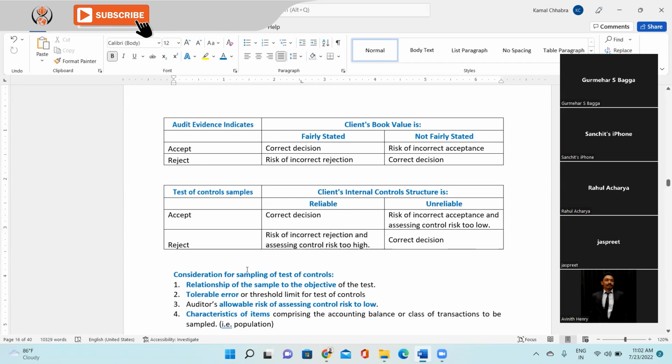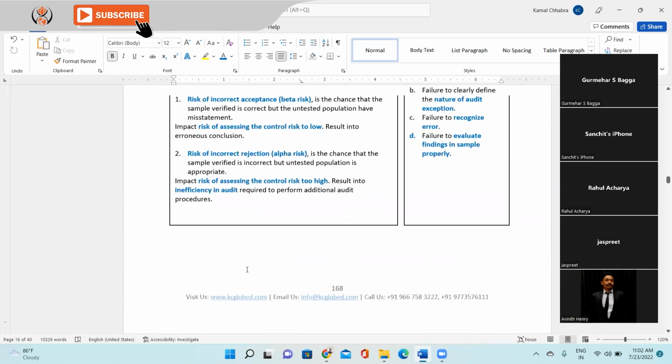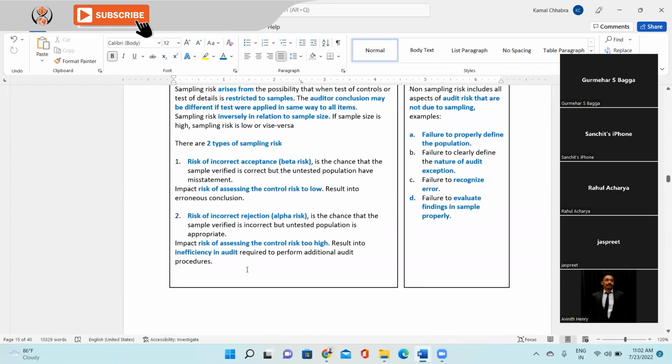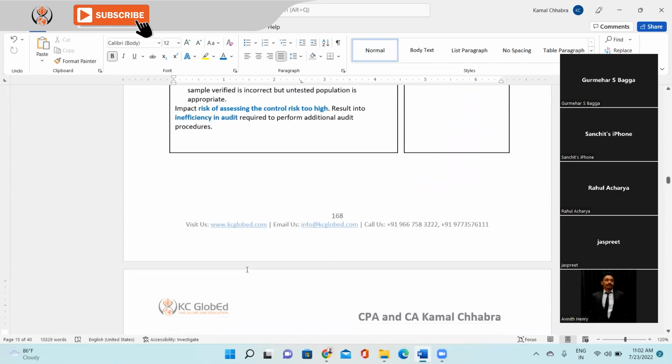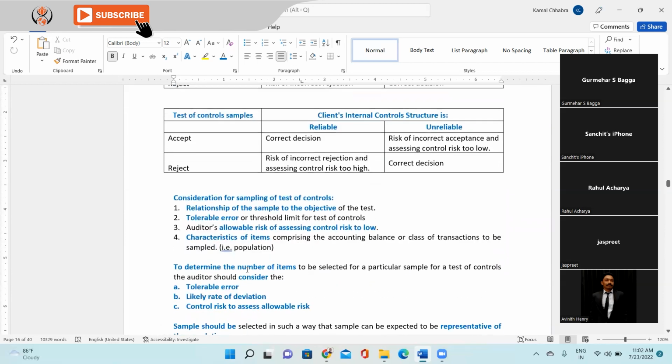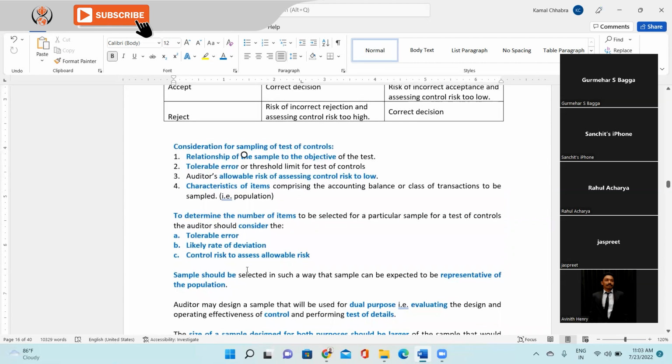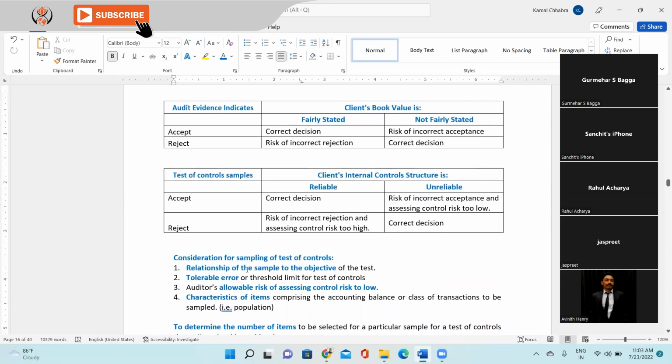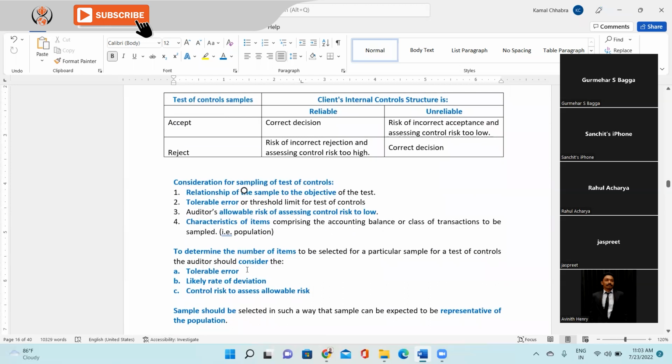So this is like a quick summary of point number 1 and 2, which we have discussed here, the 2 types of sampling risk. Consideration for sampling of test of control. So far we discussed sampling risk. Now we are jumping into the new topic, which is things you need to consider when you are selecting the sample for testing of control.